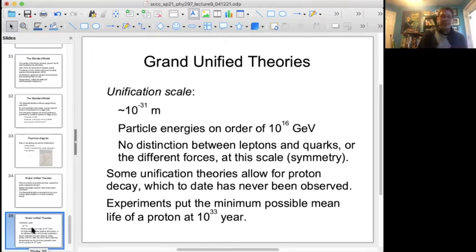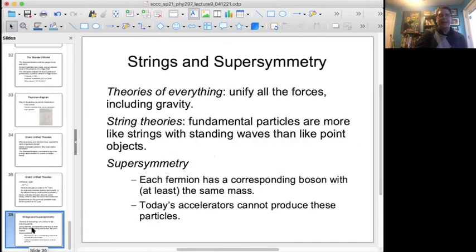Some unification theories allow for proton decay, but a proton has never been observed decaying. And based on what we know about that, the minimum possible mean life of a proton is 10 to the 33 years. So a very, very long time, assuming it decays at all.